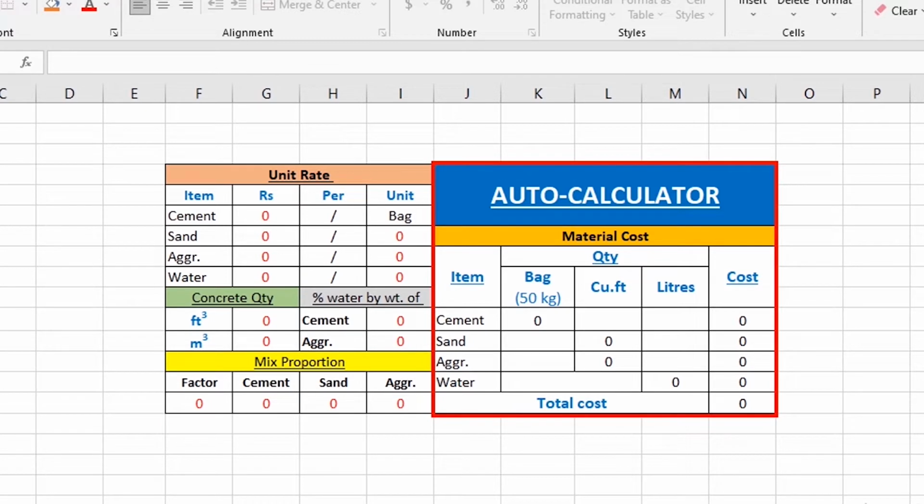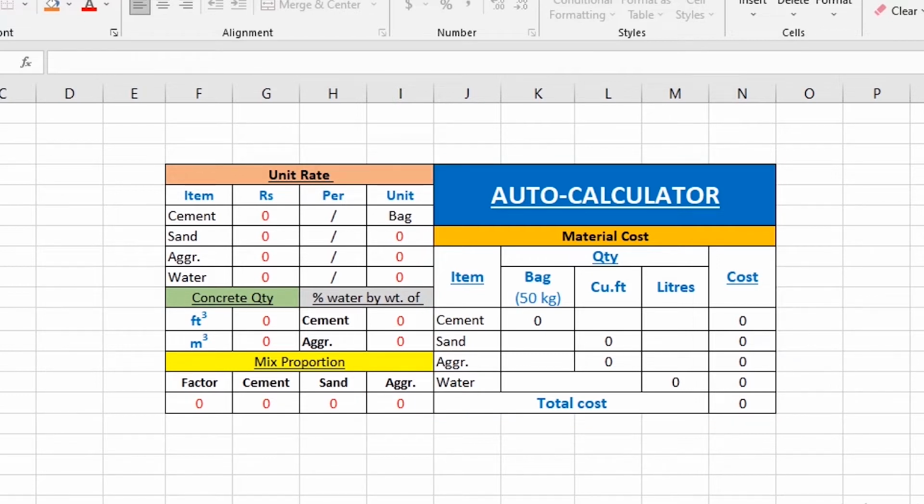On the right side, the calculator will automatically calculate the cement in number of bags of 50 kg weight each, aggregate in cubic foot and water in liters with their respective cost. Costing of material and water calculation is optional, you may adopt or skip. Now let's see how this Excel sheet works.